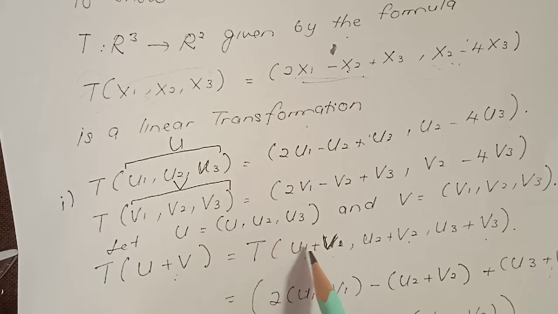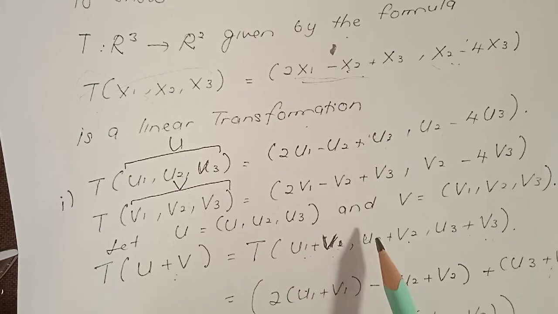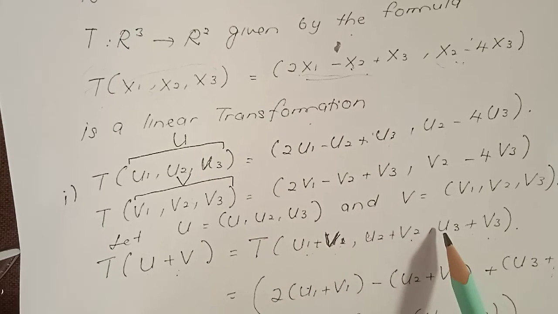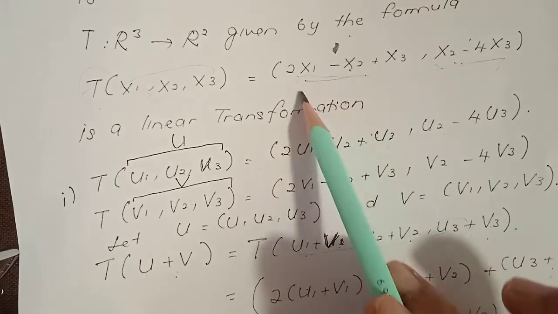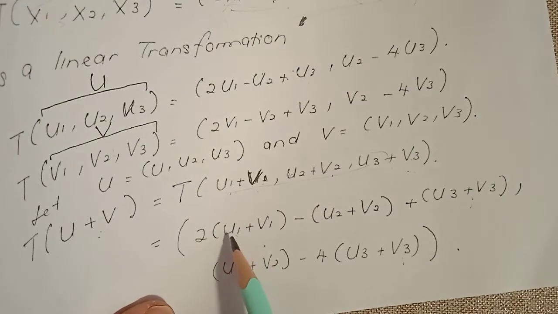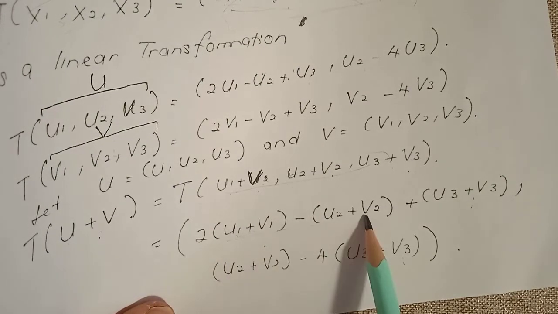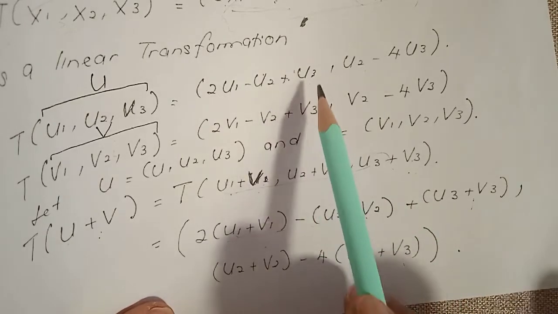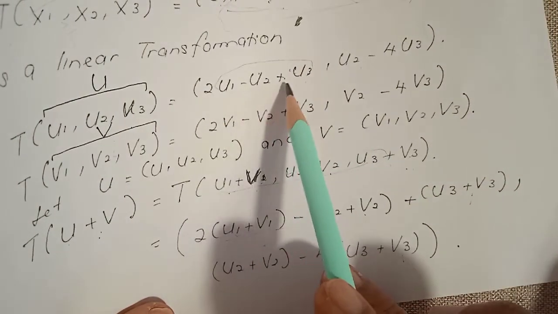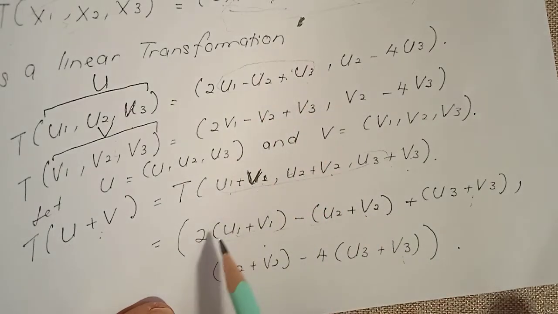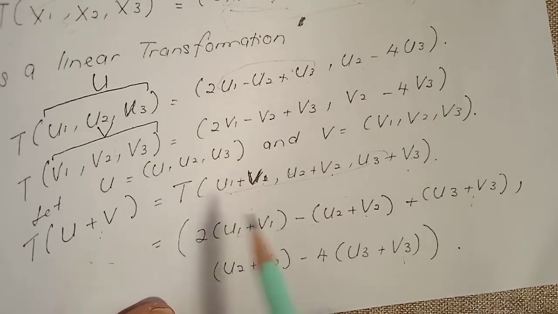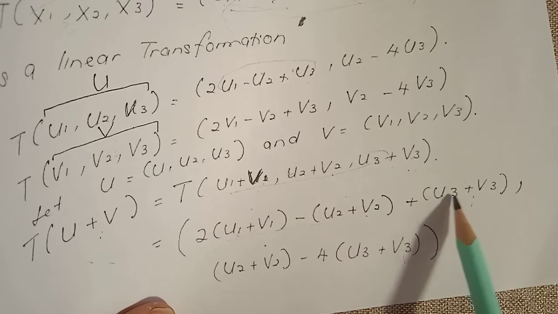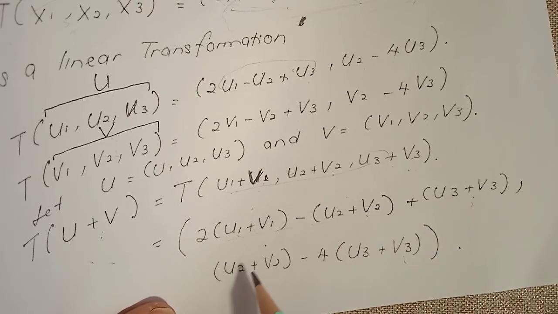Okay, for T of u plus v, meaning that we have T with component 1 as u1 plus v1, component 2 as u2 plus v2, and component 3 as u3 plus v3. So we apply this to the formula. Applying it, the first component is this one. This is like u1, this is like u2, and this is like u3. Since we have u plus v, we have u1 plus v1, u2 plus v2, u3 plus v3, and the second component is given by this.